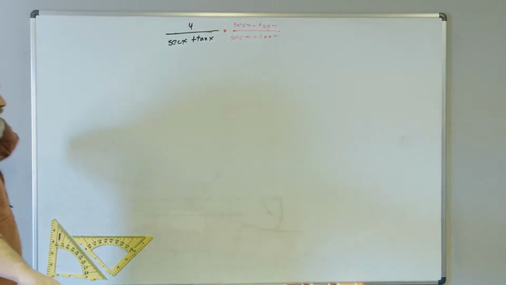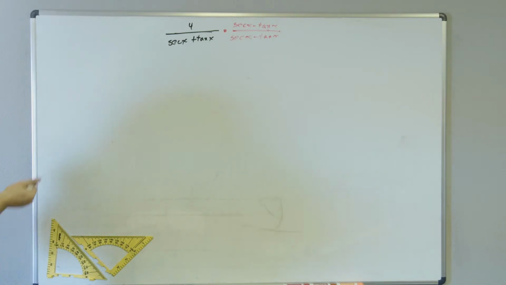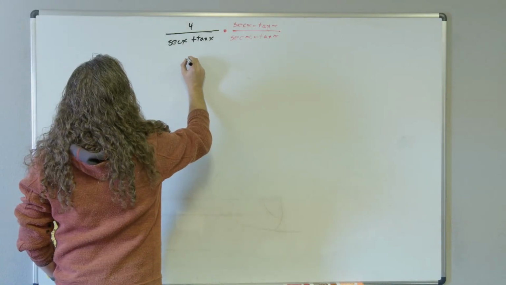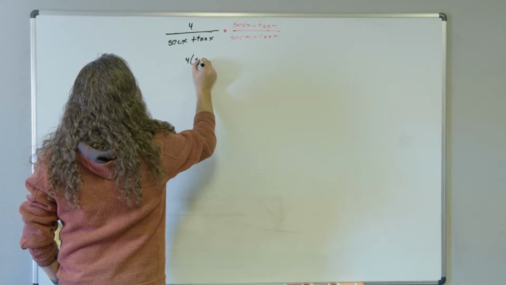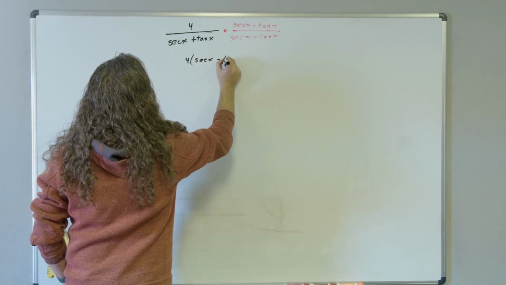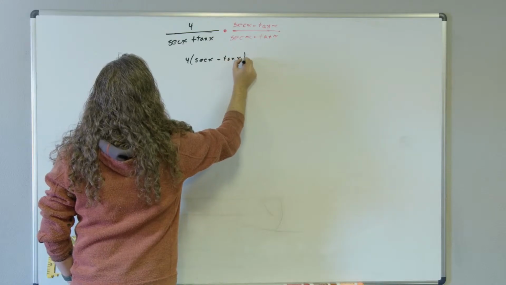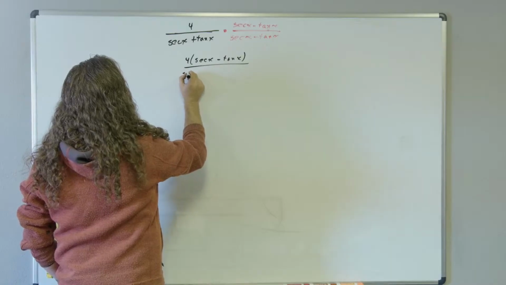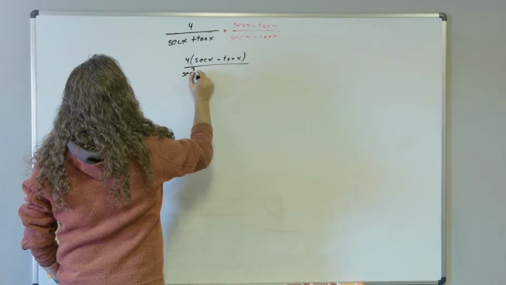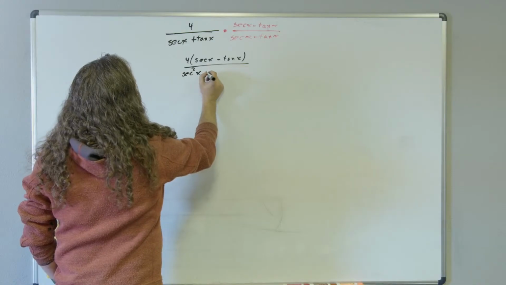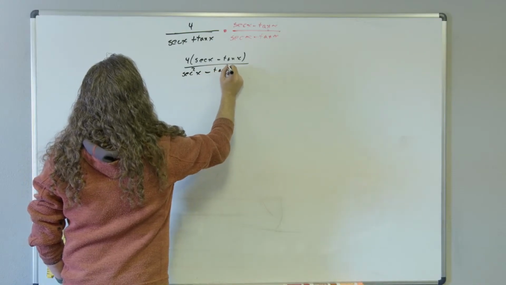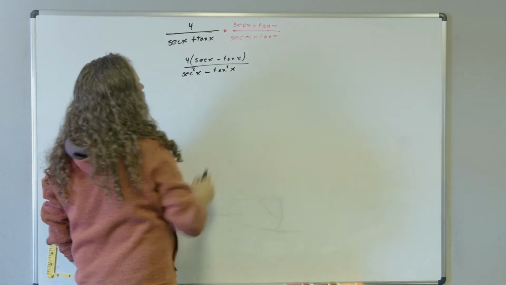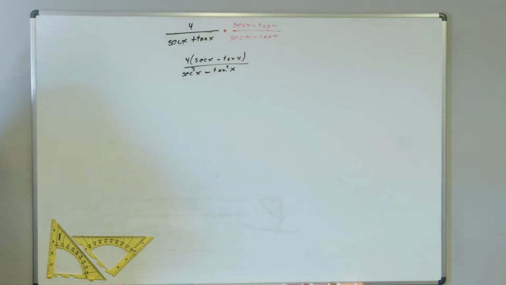In the numerator, you can distribute, or you can wait to distribute. You can leave the 4 just chilling, or you can go ahead and distribute it. I think I'm going to leave it chilling. I like my 4 chilling. Okay. Secant times secant is secant squared, minus tangent squared. Because it's different squares, it's gonna be no middle term.